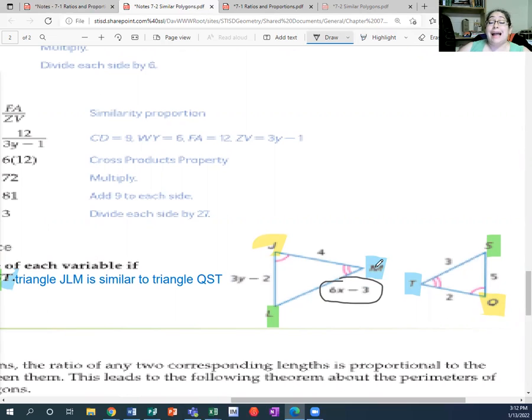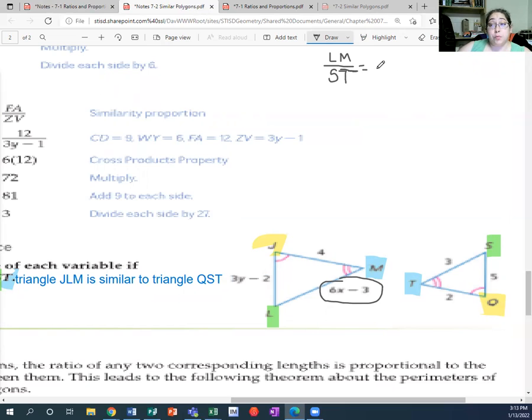So this side I definitely want in my proportion. So I'm going to start off my proportion with LM. Now I need to find the corresponding side on the other triangle to pair it with. LM goes from green to blue, so I want the side that goes from green to blue. That side's name is ST.